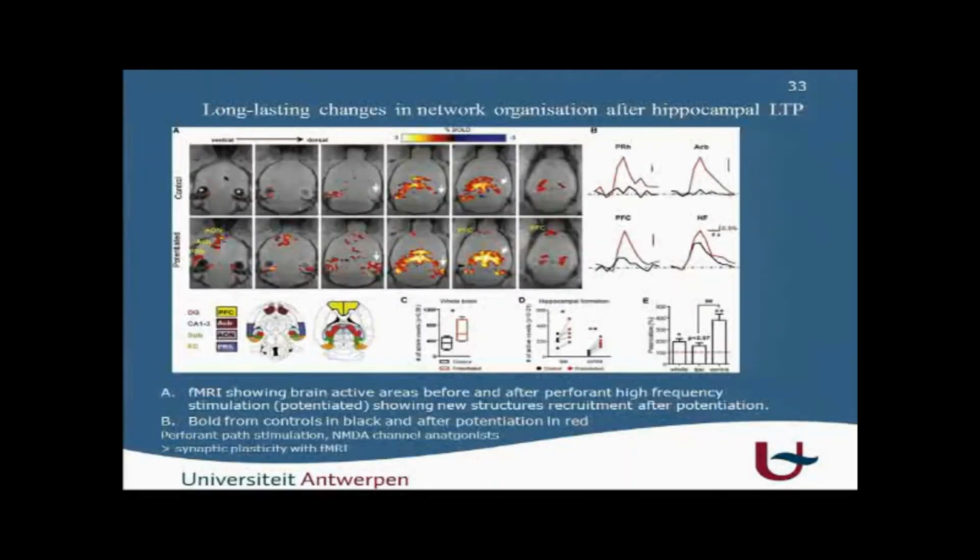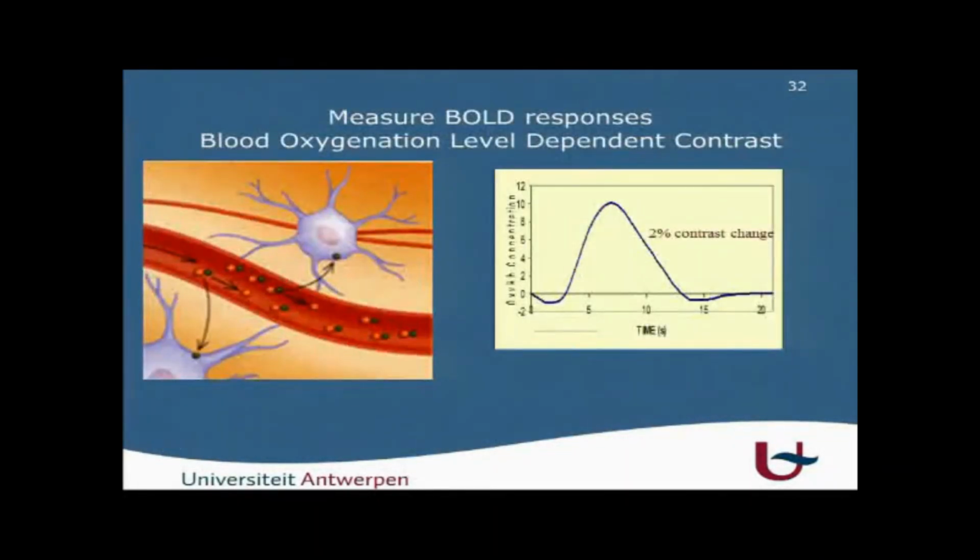And this is what we call the BOLD response. It's the blood oxygenation level dependent contrast, which is based on the fact that there is a vascular response to activated neurons, and this is how it looks. This is the activation, and this is the overshoot that you get.